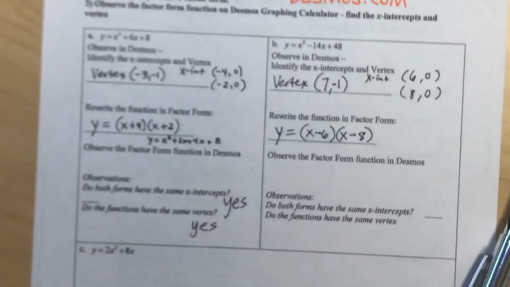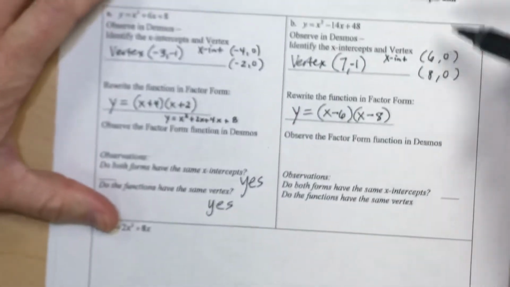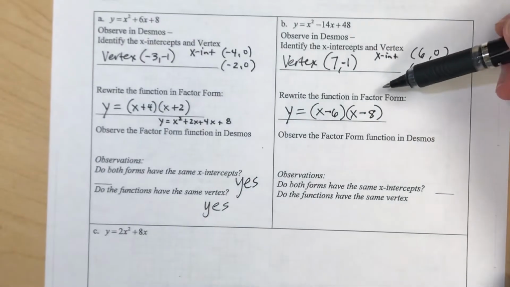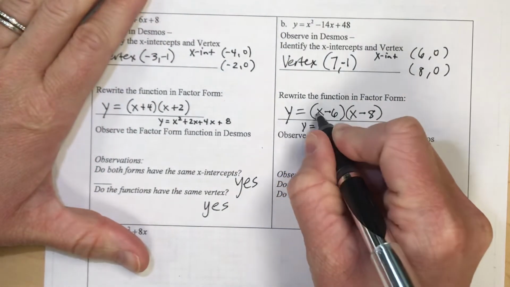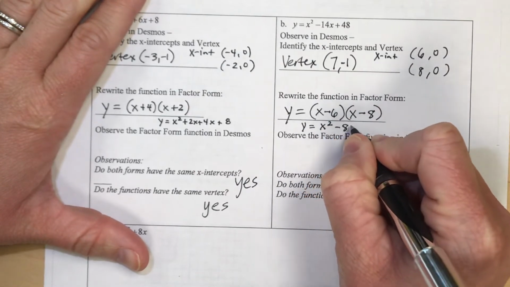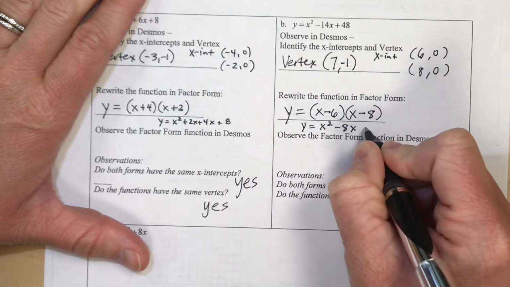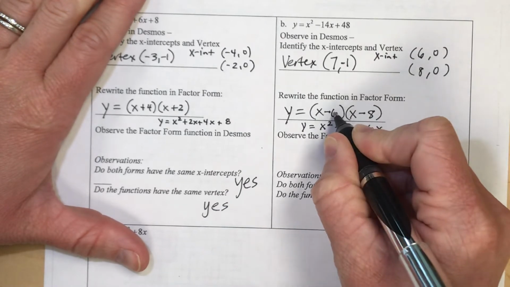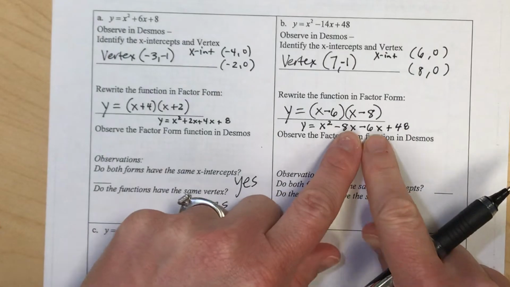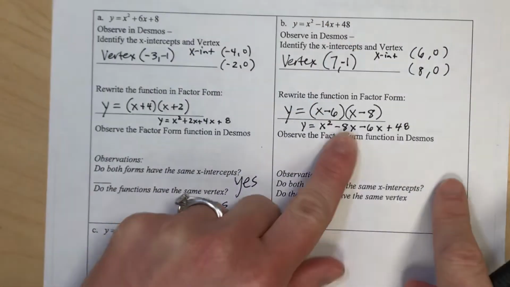So they should be the same function, because if I were to actually multiply this out, I'd have y equals x times x, or x squared, x times negative 8, or negative 8x, negative 6 times x, or negative 6x, and a negative 6 times a negative 8 makes a positive 48. These two middle terms do combine to make your negative 14.